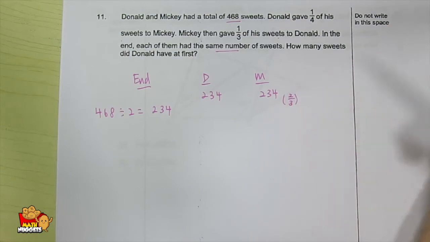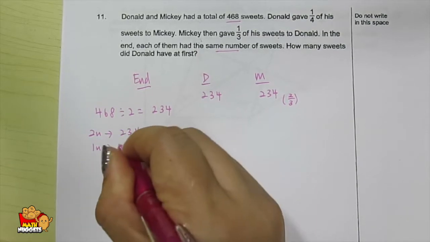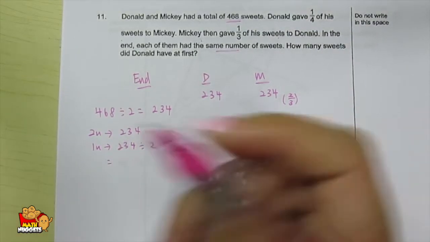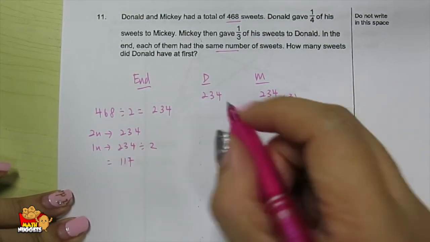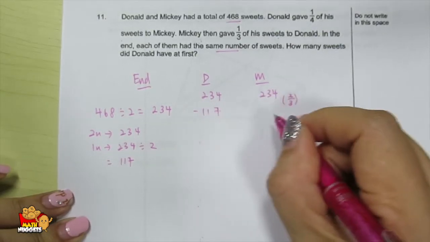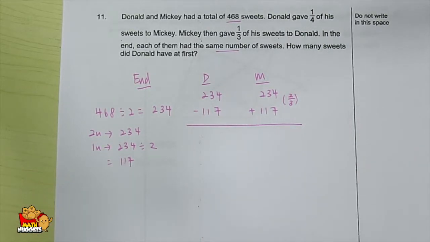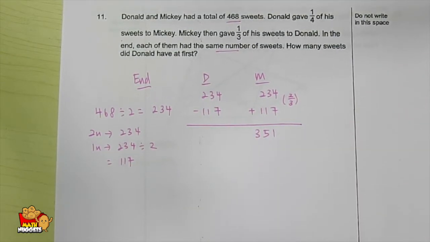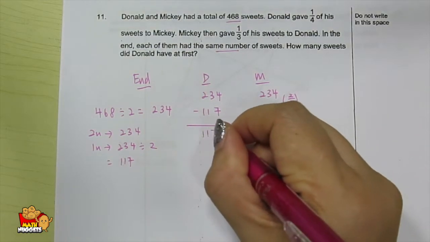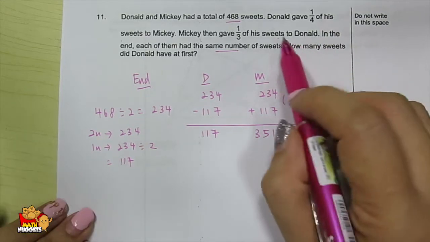So if 2/3 of Mickey is 234, so 2 units is 234. 1 unit will be 234 divided by 2, which is 117. I need to take back that 117, which is 1/3, and give it back to Mickey. So Mickey has 351. And after returning to Mickey, Donald has 117 left. Okay. Now work backwards further.